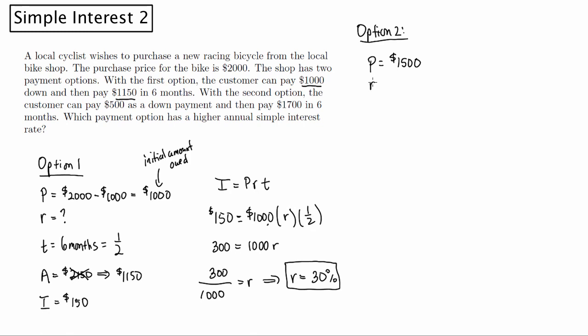The rate is still the part that's unknown. The time is the same. It's still a half a year. The future value is the amount I'm going to pay back, and in this case, I'm going to pay them another $1,700.